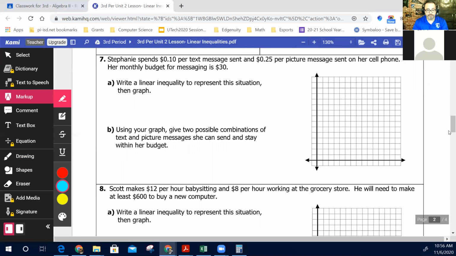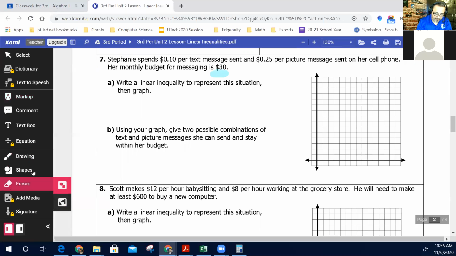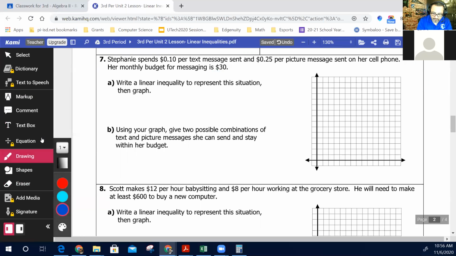So this is what we're referring to, right? So here we have Stephanie. She says that she spends 10 cents for every text message that she sends, and she's charged 25 cents for every picture message that she sends on her mobile. Well, her budget is $30, right? So she can't spend more than $30. So let's see what we have here.